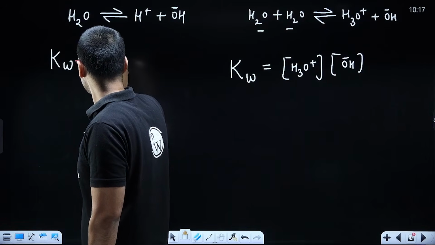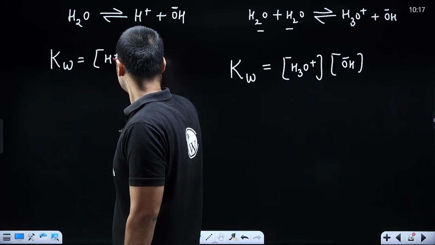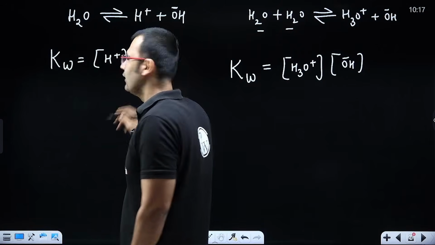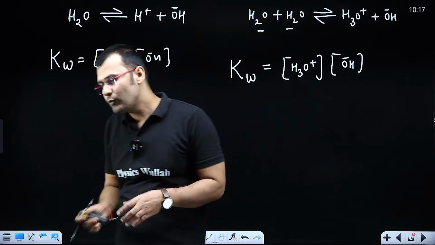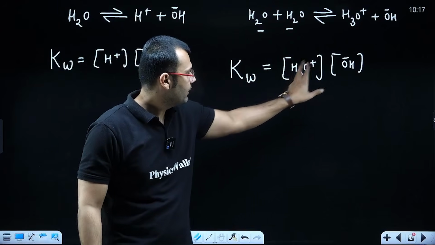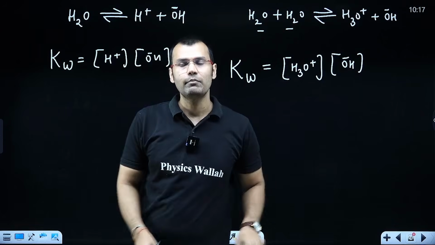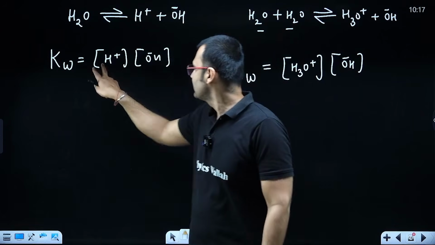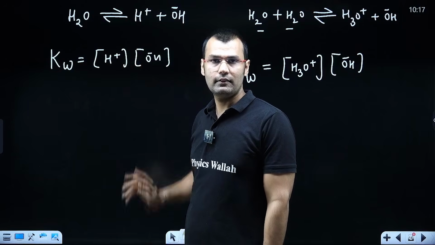So it will be concentration of H plus power 1, concentration of OH minus power 1. Now why am I writing these two? Because I don't want you to get confused. You can write Kw as hydronium into OH minus. At the same time, you can also write Kw as concentration of H plus into OH minus.